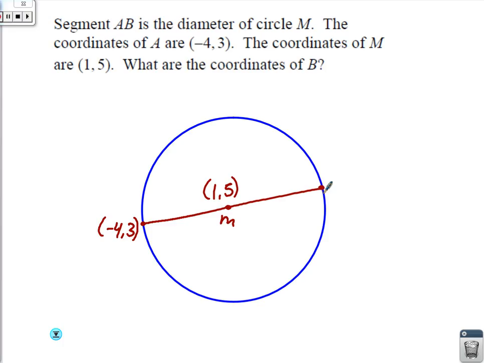You could use slope, it's patterns. You find out what adds up to it. How do you get from negative 4 to 1? You add 5, and add 1 again, you get 6. Good. How do you get from 3 to 5? Add 2, so you have 7 here. So the other endpoint is 6, 7. That's the easiest way to do it. There are other ways, and you can check yourself. 6 and negative 4 is 2, divide that by 2, you get 1. 3 and 7 is 10, divide that by 2, you get 5. So 6, 7 is the other endpoint.